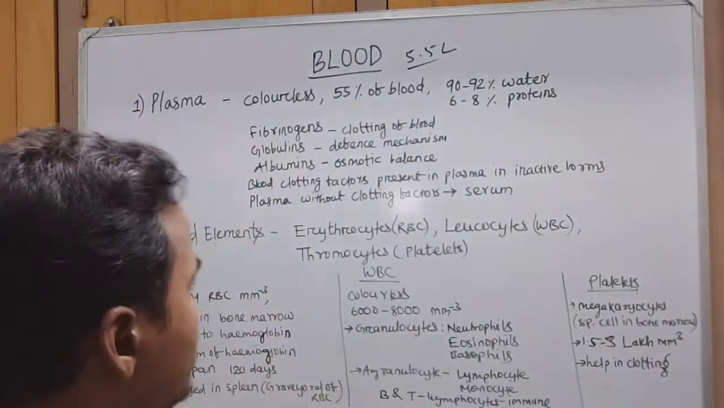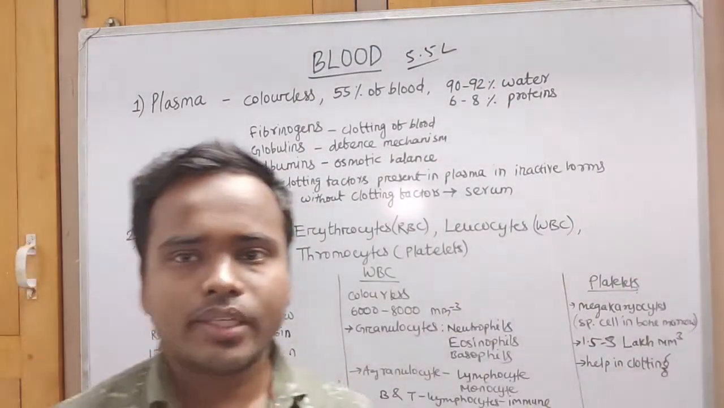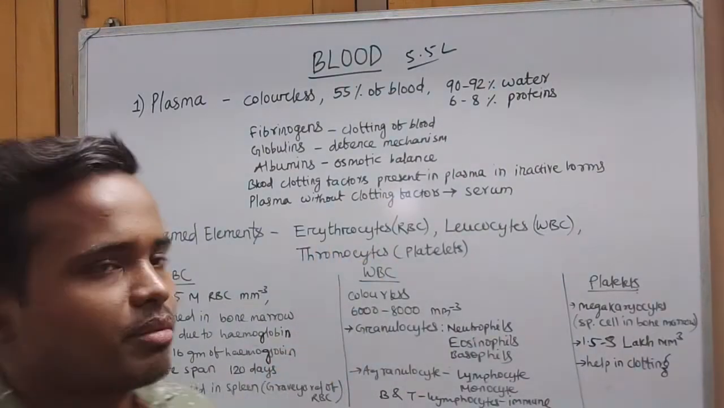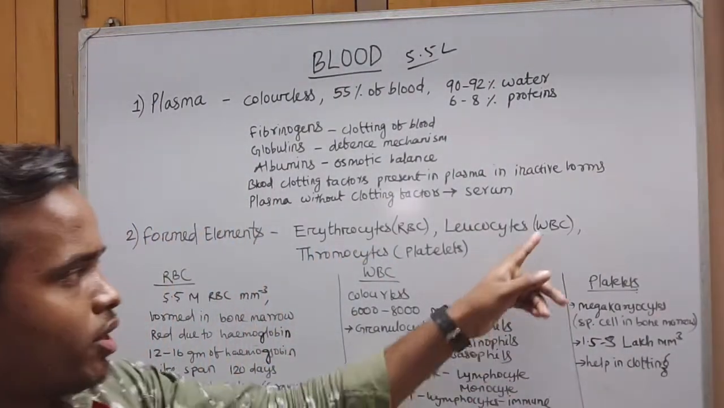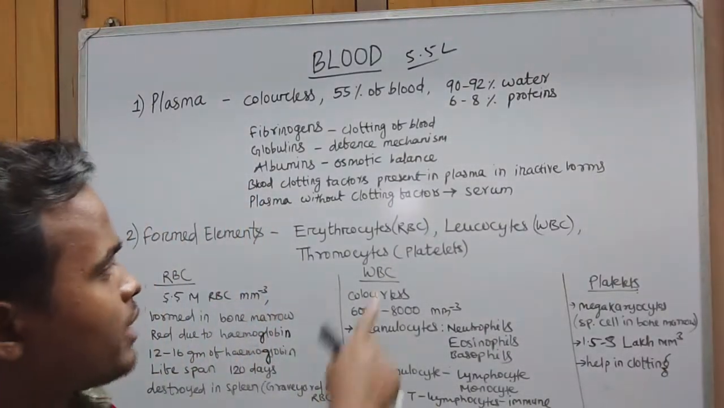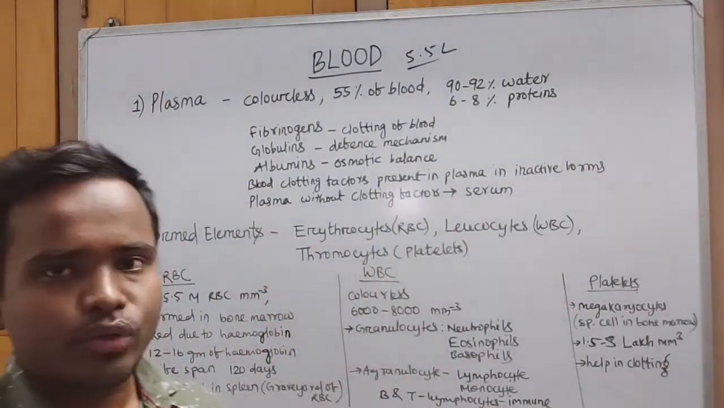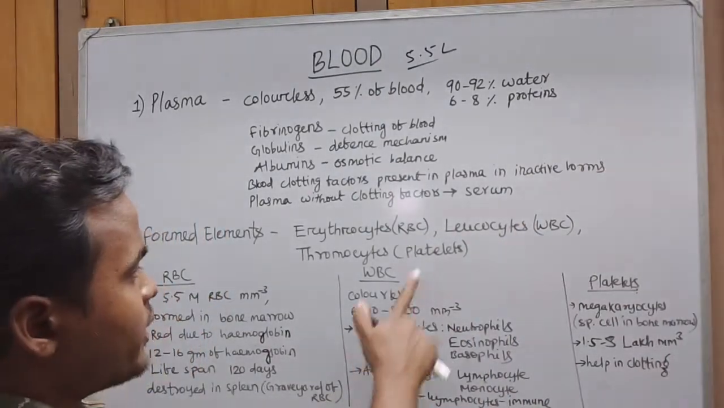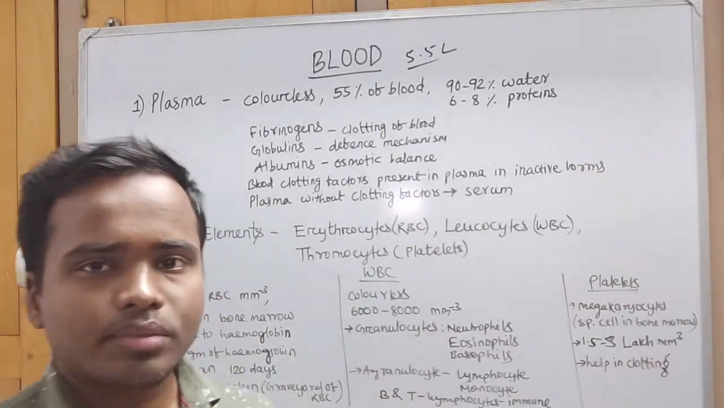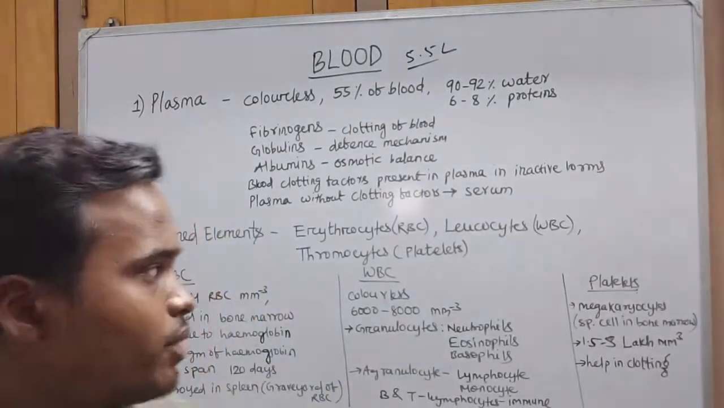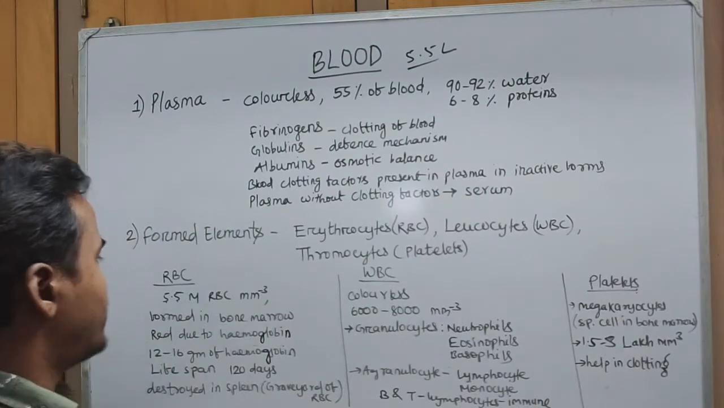Next part is formed elements, and it is very important. That is, formed elements are three types: RBC, WBC, platelets, and there are other names also. RBC is also known as erythrocytes, WBC is also known as leukocytes, and the platelets are also known as thrombocytes. These are the corpuscles or cells present in the blood. First is RBC.